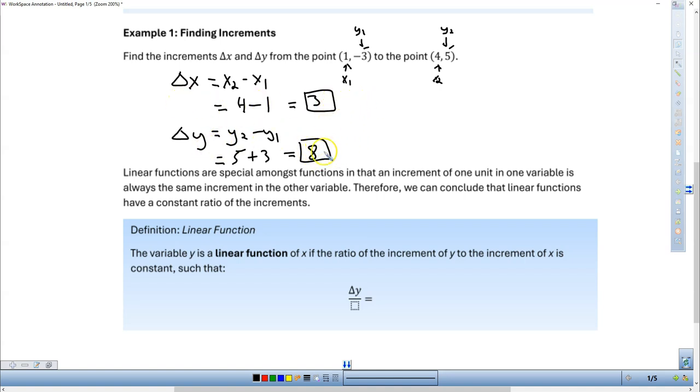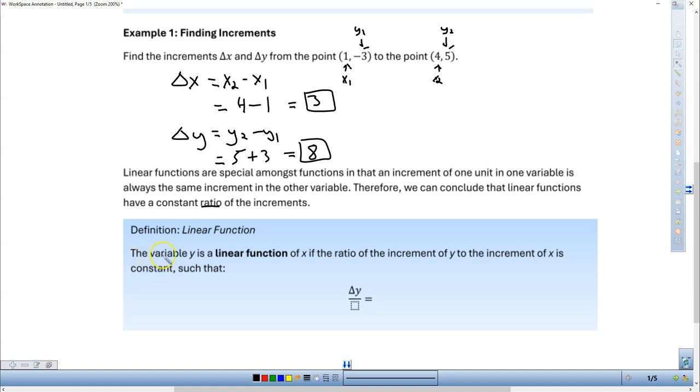Now, this is very important to keep in mind as a good starting point here, because linear functions are very special amongst functions in that an increment of one unit in one variable is always going to have the same increment in the other variable, because we're doing x2 minus x1. We're not using an x3 or anything like that. Therefore, we can also conclude that linear functions have a constant ratio of the elements. And if you have any kind of preceding math, you can understand that ratio means a fraction. That's going to lead us into our definition for what a linear function needs to be.